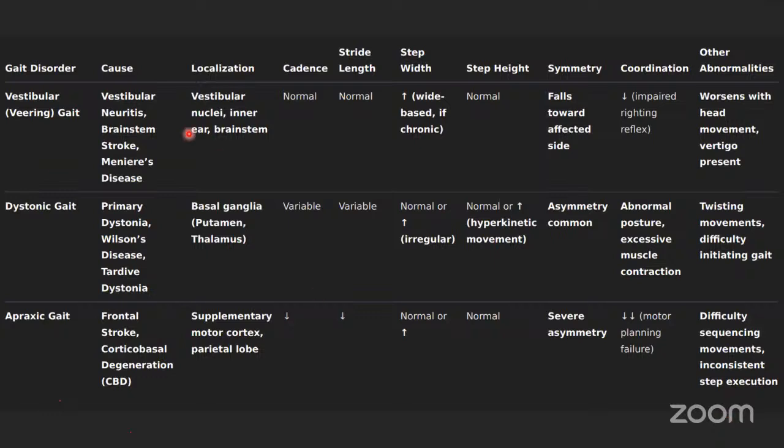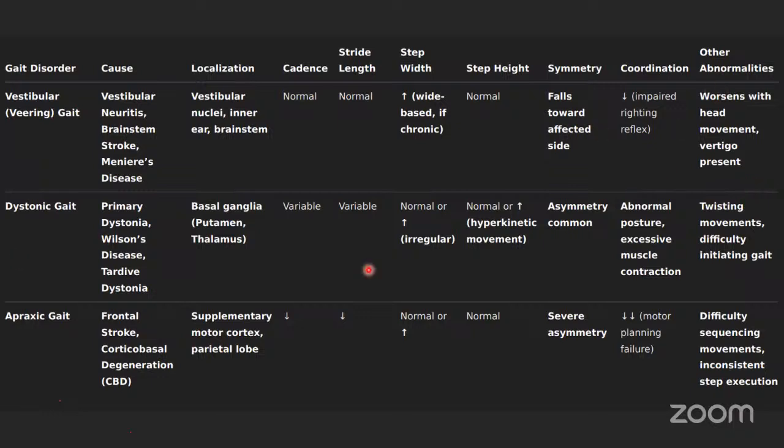Vestibular gait is due to central or peripheral vestibular lesions, that is vestibular neuritis, brainstem stroke, or Meniere's disease. The localization is vestibular nuclear, inner ear, or brainstem. The cadence is normal, stride length is normal. The step width is increased, and the falls are towards the affected side. It worsens in an environment which has moving objects. It worsens with head movement, and vertigo is usually present.